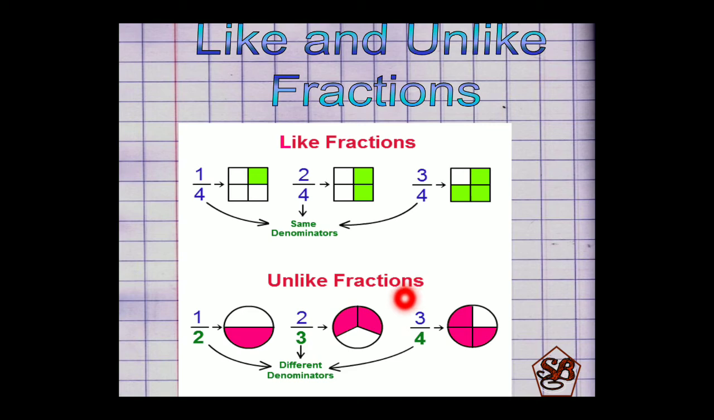Unlike fractions, the denominators are always different. 1 by 2, 2 by 3, 3 by 4. In all these cases, you can see the denominators are different as 2, 3 and 4. No matter what the numerator is, the denominators should be different. Remember, we categorize fractions as like and unlike when we have more than one fraction with us.